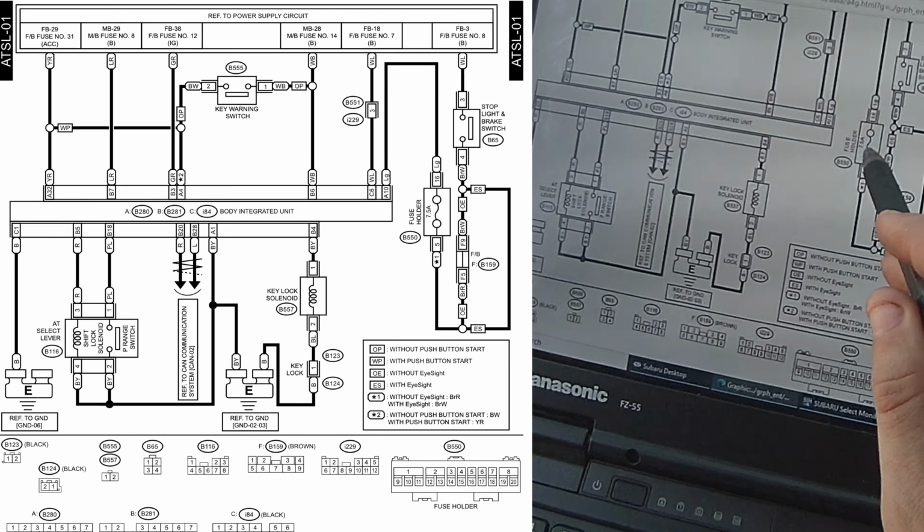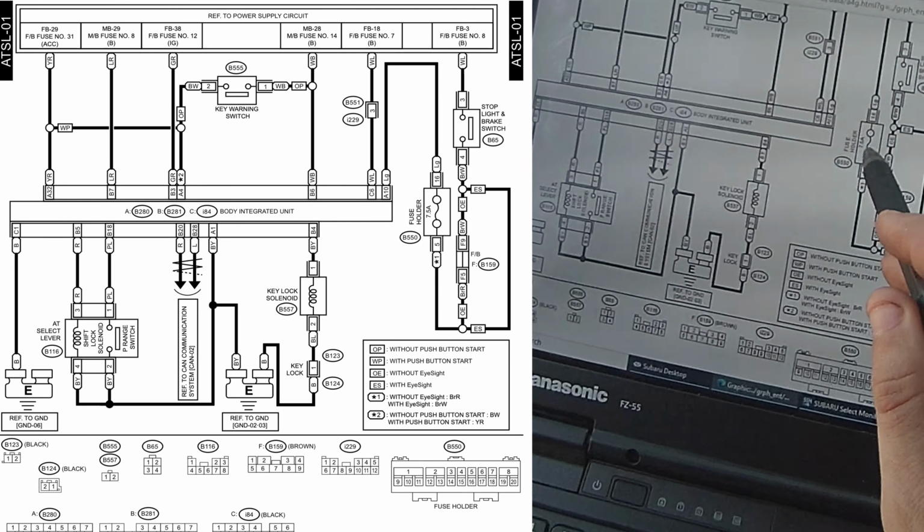Okay, there's a lot of shared ground here. So my key lock solenoid shares a ground with this, and my BIU uses a ground from there. That's good to know. You can get all kinds of weird problems if you got a bad ground going to a computer. Computers traditionally use more than one ground point.